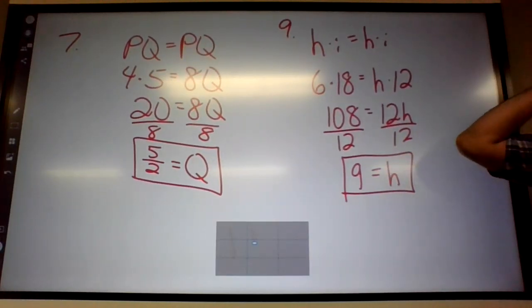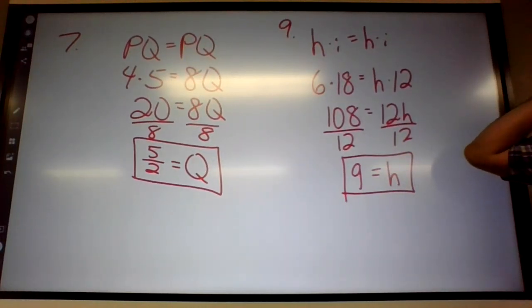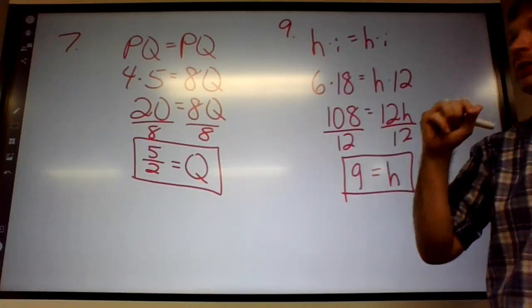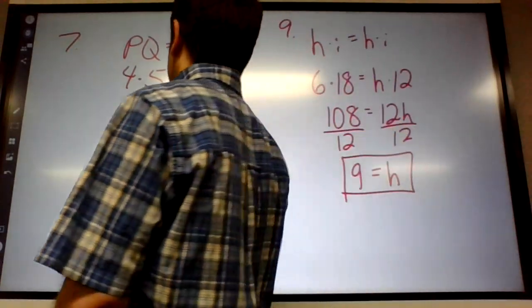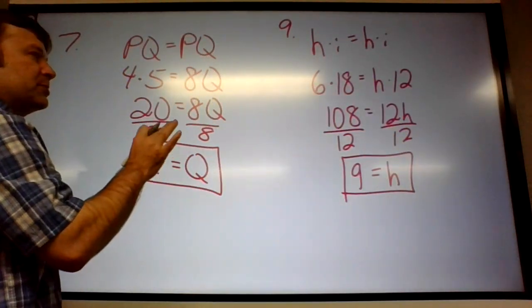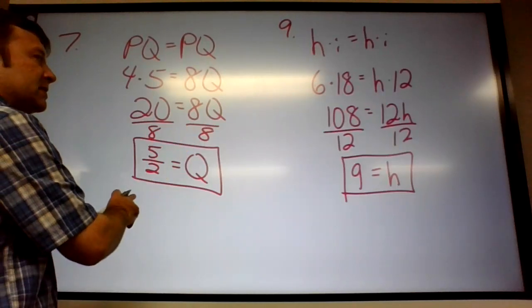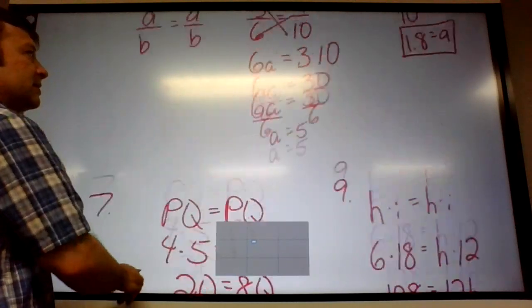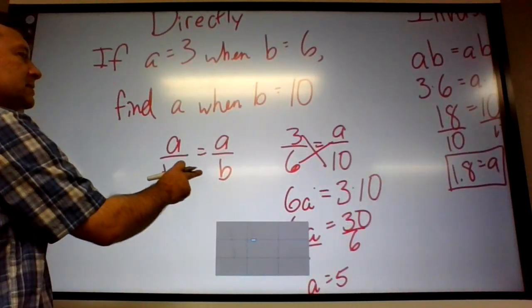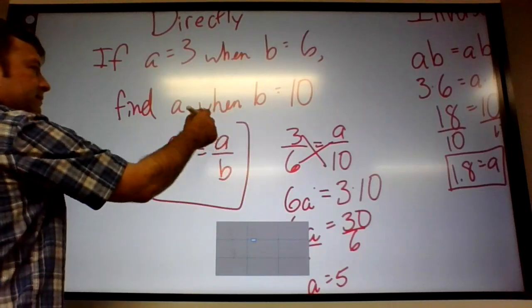I'm gonna do number 10 next, because it's the first varies directly. So it's been a while since I wrote this down. What are we gonna use for varies directly? A over B equals A over B. Right here.